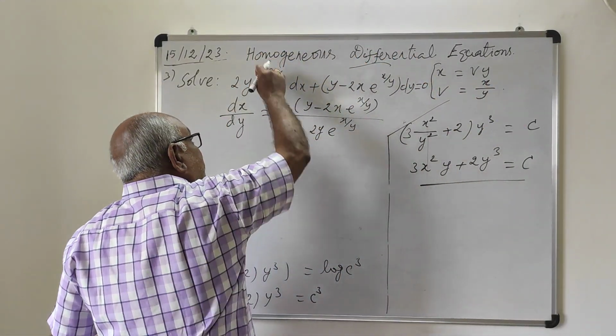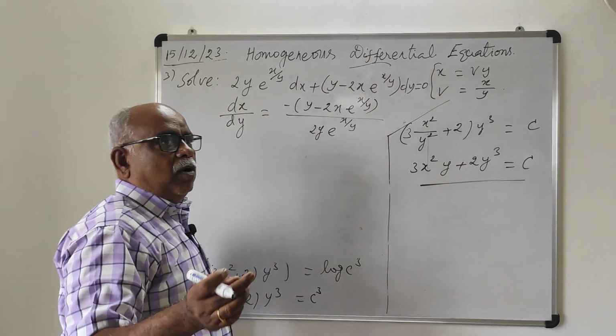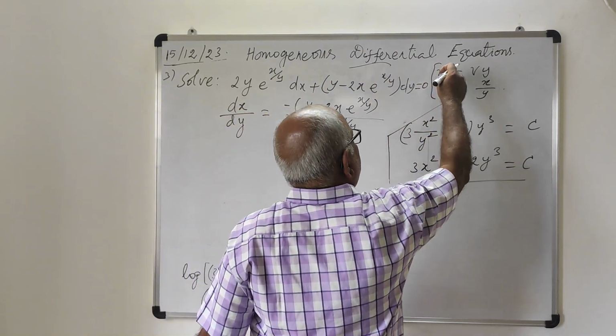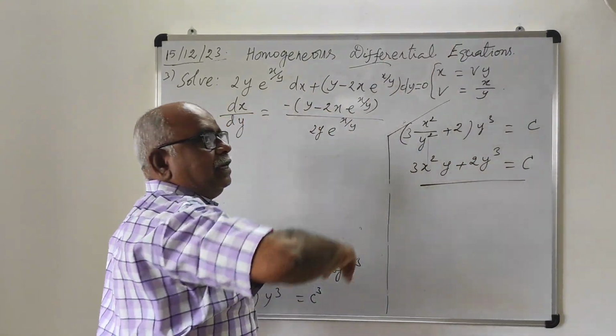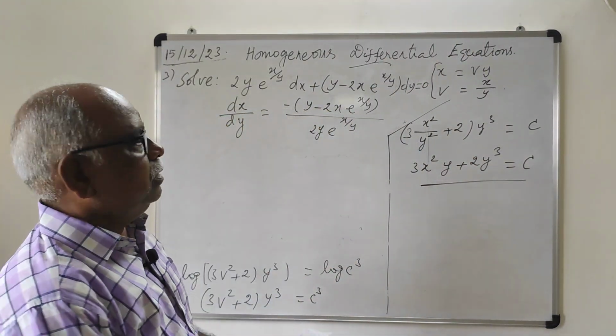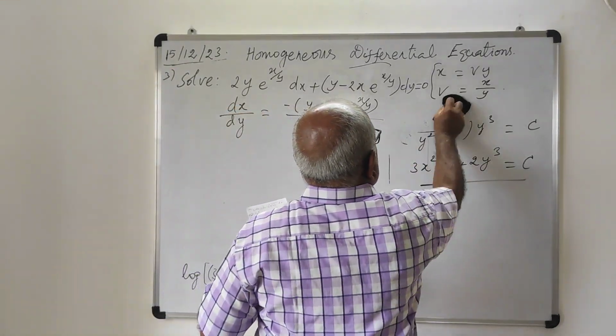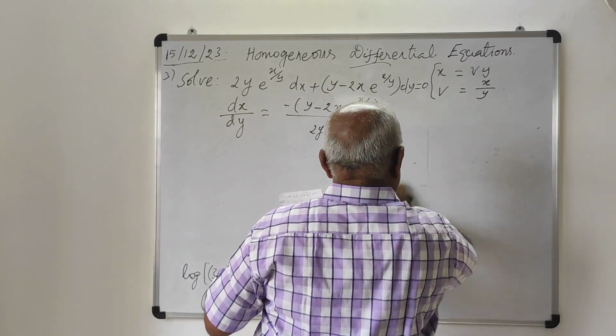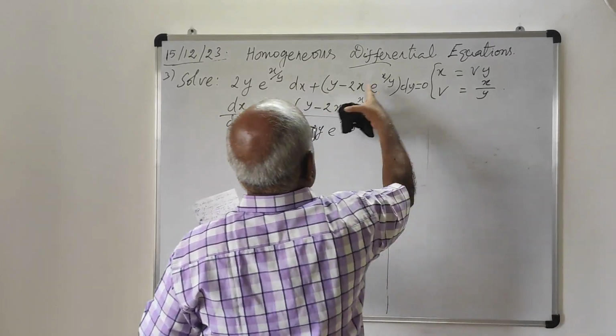Suppose it is given as y by x in the problem. Then you give a substitution y equal to vx, and then only v equal to y by x you will get. So that is the clue for using x equal to vy for this problem, because x by y is given.